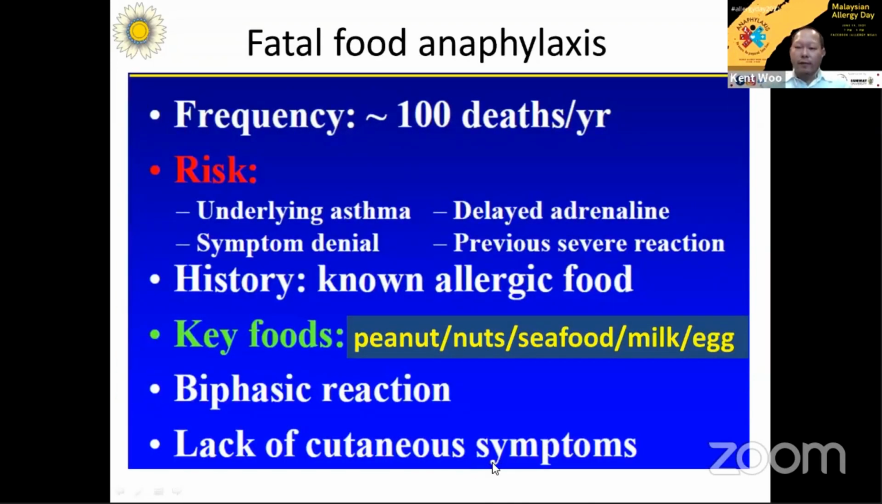Now, fatal food anaphylaxis happens. Now, these are the statistics from the US. We don't really have much data here in Malaysia, but you get about 100 deaths a year in the United States from food allergy. Risk factors are asthma, symptom denial, especially in teenagers, delayed use of adrenaline or epinephrine, or previous history of severe reactions in the past. And the key foods are peanut, nuts, seafood, milk, and egg. These are the major triggers for anaphylactic food reactions that can lead to fatality.